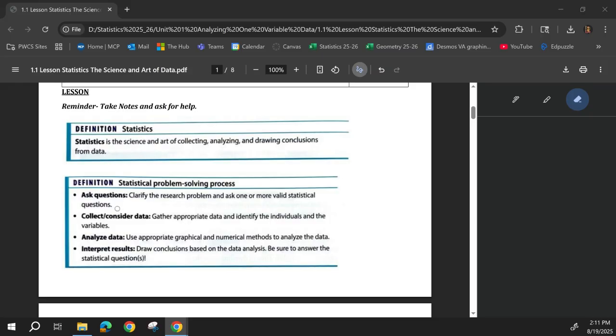And so these are sort of the steps, sort of laid out there, what I talked about, where we need to take a question, collect data to try and answer that question, analyze what it is we see, and then interpret it.